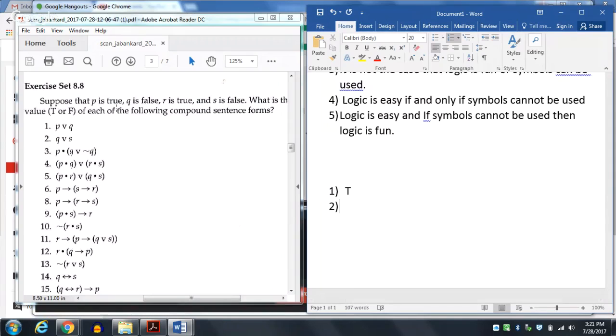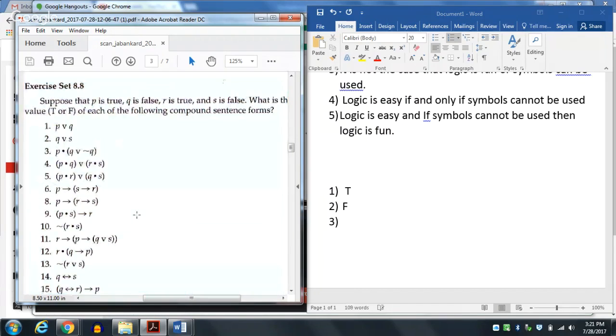Number 2, Q or S. Q is false, S is false. In an or claim, one must be true. In this case, both Q and S are false. So in the truth tree, that would receive a false underneath it. So that would be false. If both Q and S are false, it doesn't meet the criteria.